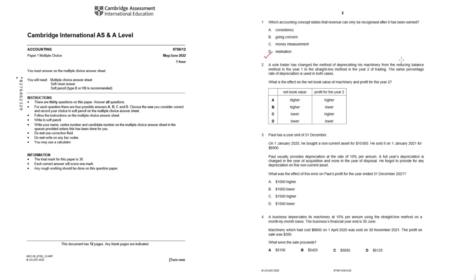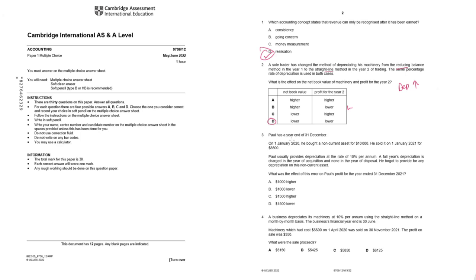So earlier they were following reducing balance, now they are following straight line method. So when you shift from reducing balance to straight line, your depreciation value will increase, because in reducing balance you calculate depreciation on net book value, while in straight line you're calculating on cost, which is higher. So profit for the year will be definitely lower, and if the depreciation amount is high, the net book value will be less. So profit is lower, net book value is lower. Correct answer is option D.